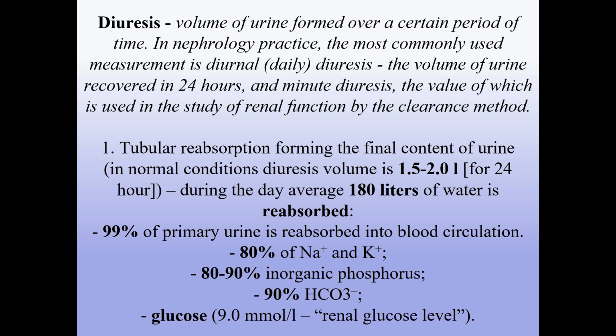So the first, tubular reabsorption forming the final content of urine. In normal conditions, diuresis volume is 1.5, 1.8 up to 2 liters for 24 hours. During the day, on average 180 liters of water is reabsorbed. In this, 99% of primary urine is reabsorbed into blood circulation, 80% of sodium and potassium, 80–90% of inorganic phosphorus, 90% of bicarbonate, and glucose, with a 9 millimole renal glucose level.